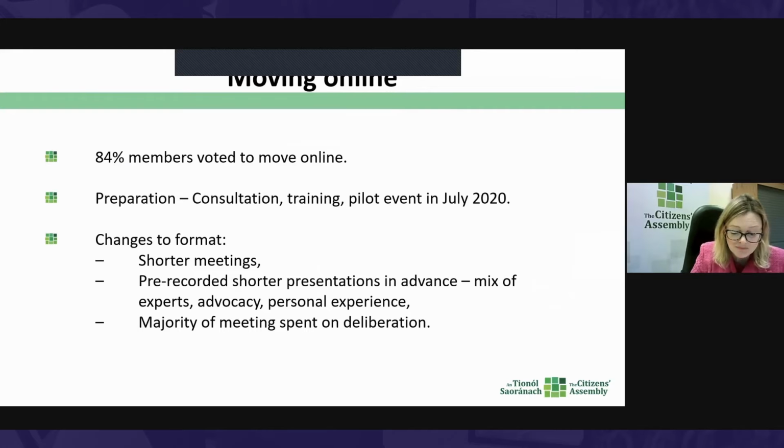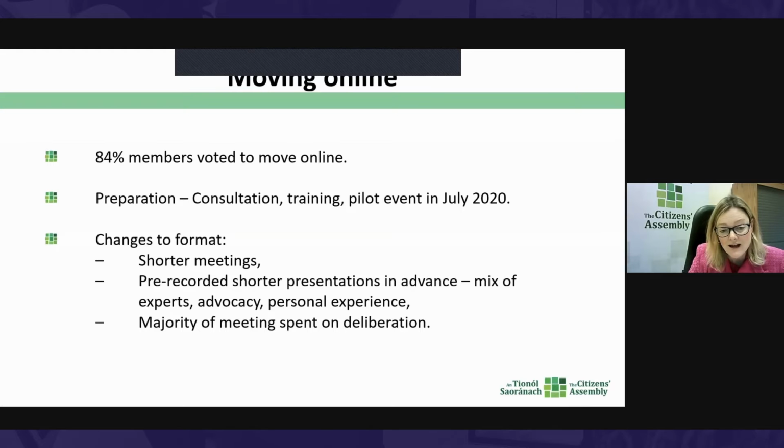So we began our preparations. Our preparations included speaking to colleagues in other countries who had moved their assemblies online, such as in Australia, England, and Scotland. We also spoke to online education specialists here in Ireland about the best way to share information in the new online format. We also had to help the members, of course, prepare for their move online, and this included providing training on using Zoom. We ran a pilot event in July to test the waters and to give the members a feel of how meeting online would work. The meeting went really well and we got very positive feedback.